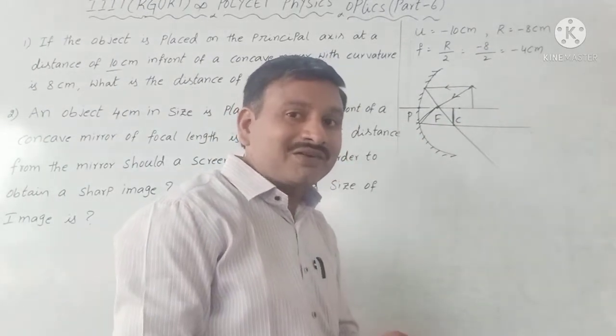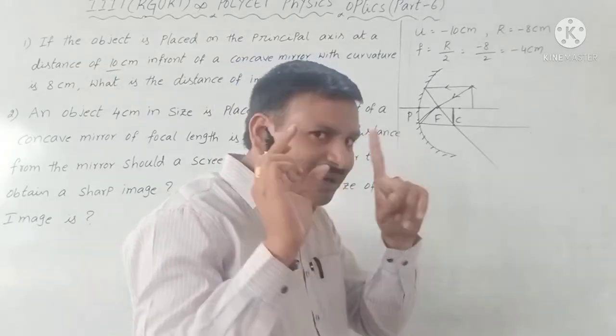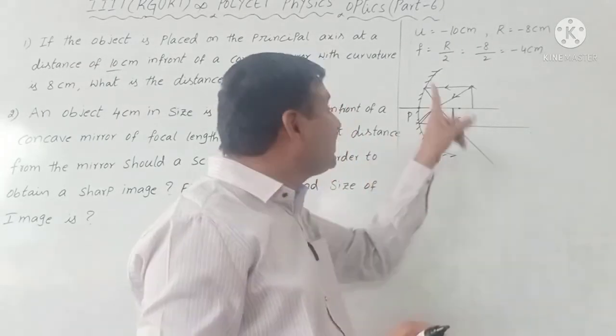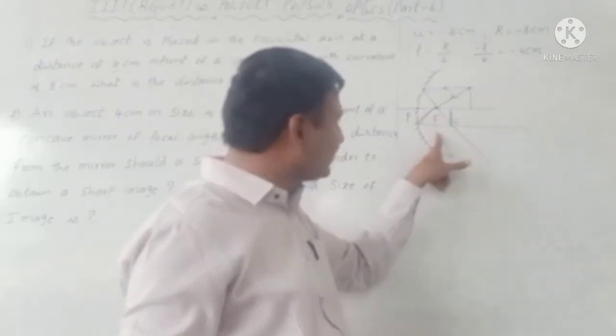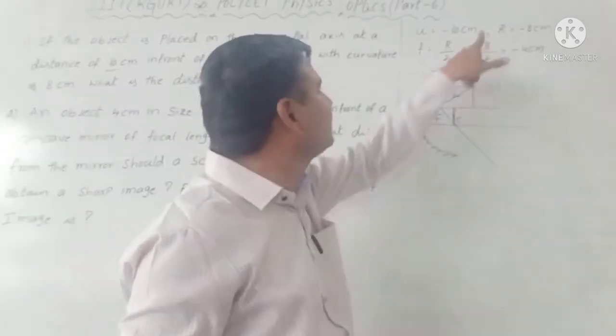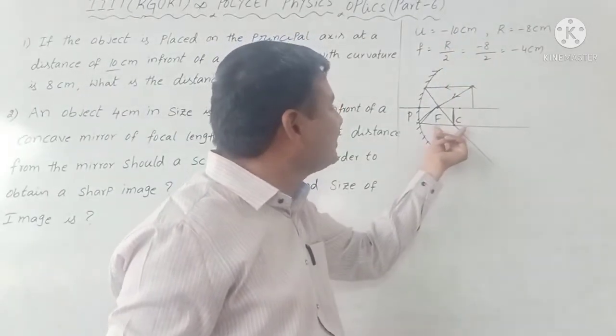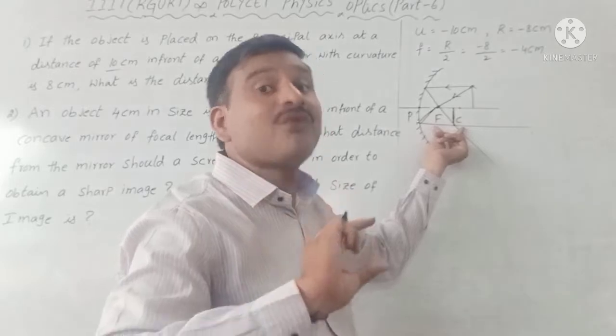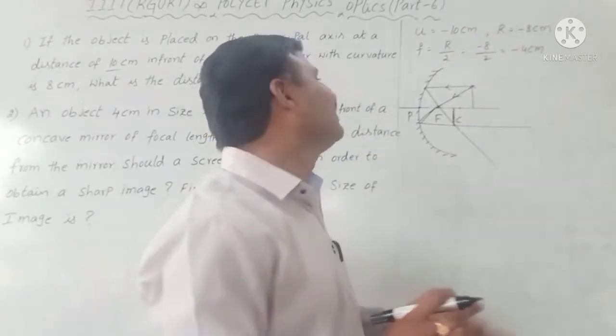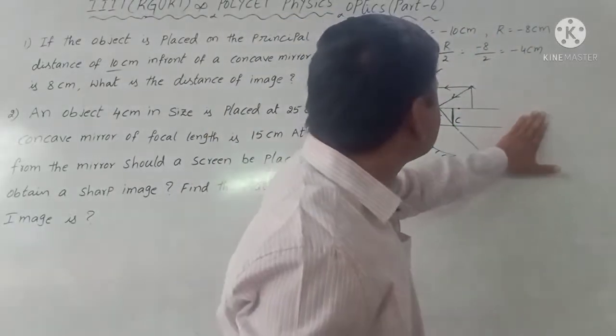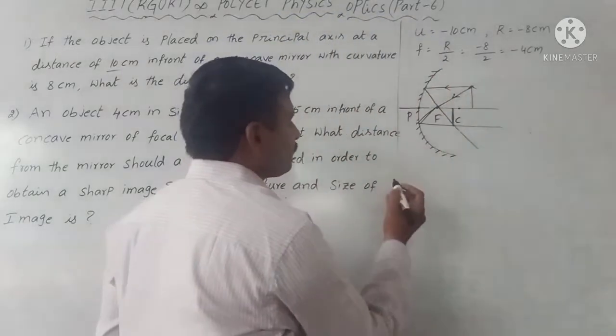So what are you thinking? The answer will always be between 4 and 8. Focal length is 4 and radius of curvature is 8. The answer coming is between 4 and 8. Okay, so this is the answer. So we calculate the answer.